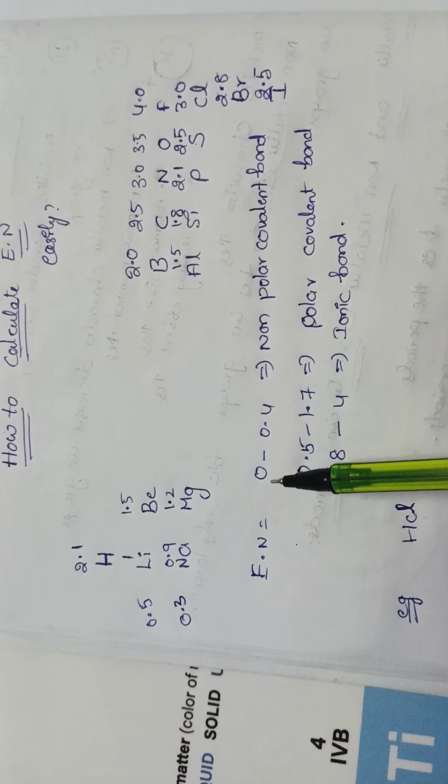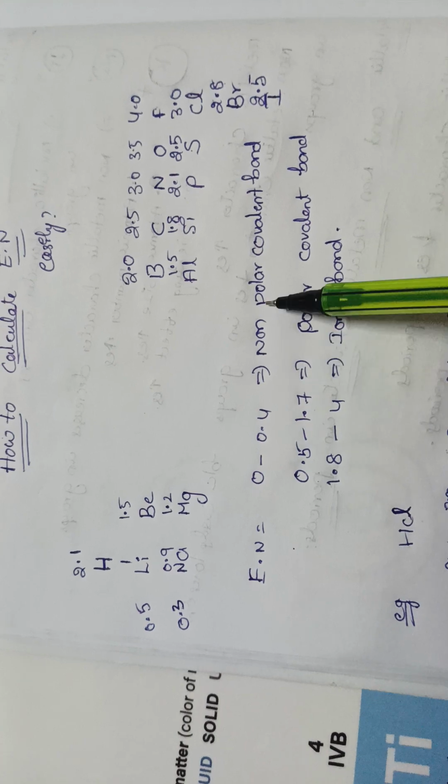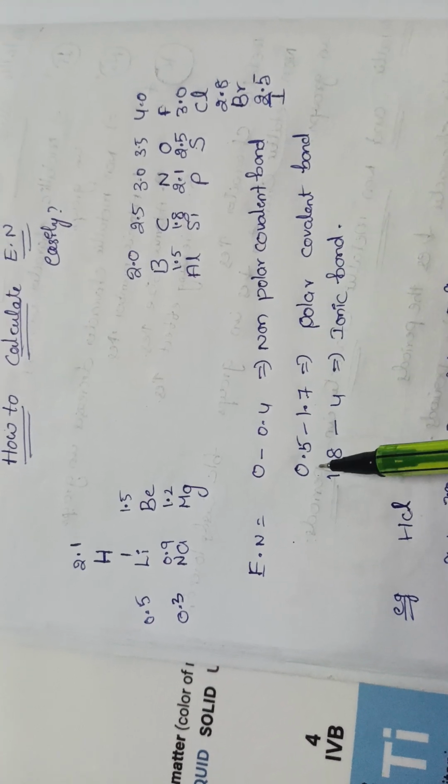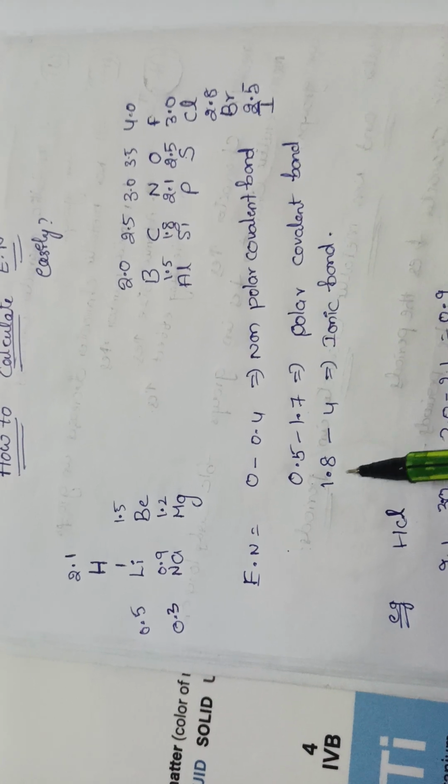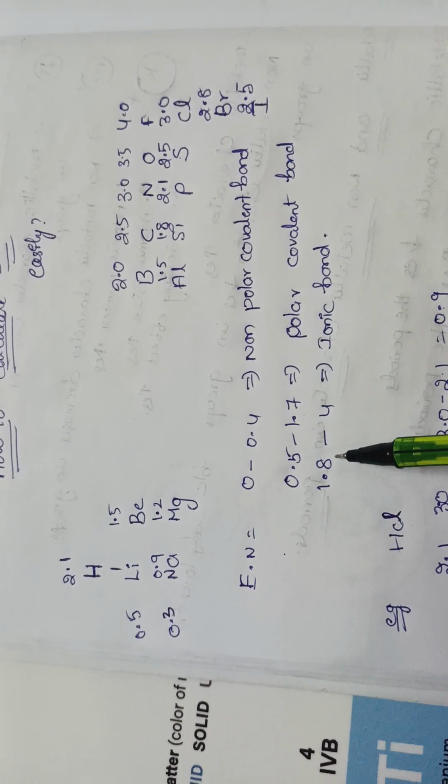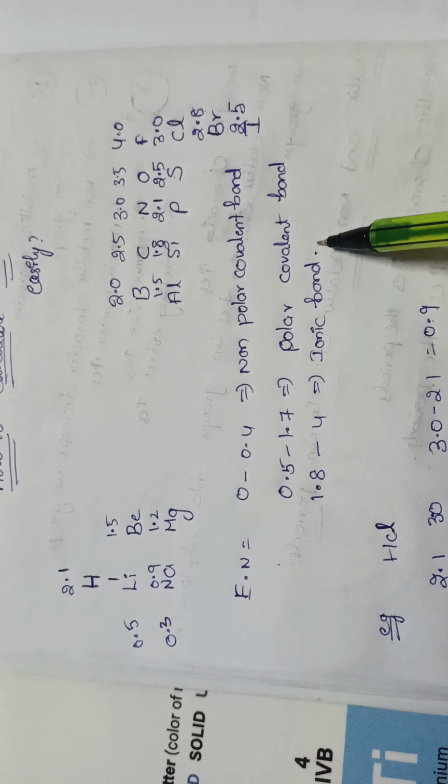If the difference is 0 to 0.4, that is a non-polar covalent bond. If the difference is 0.5 to 1.7, it is a polar covalent bond. If the difference is between 1.8 to 4, that is an ionic bond.